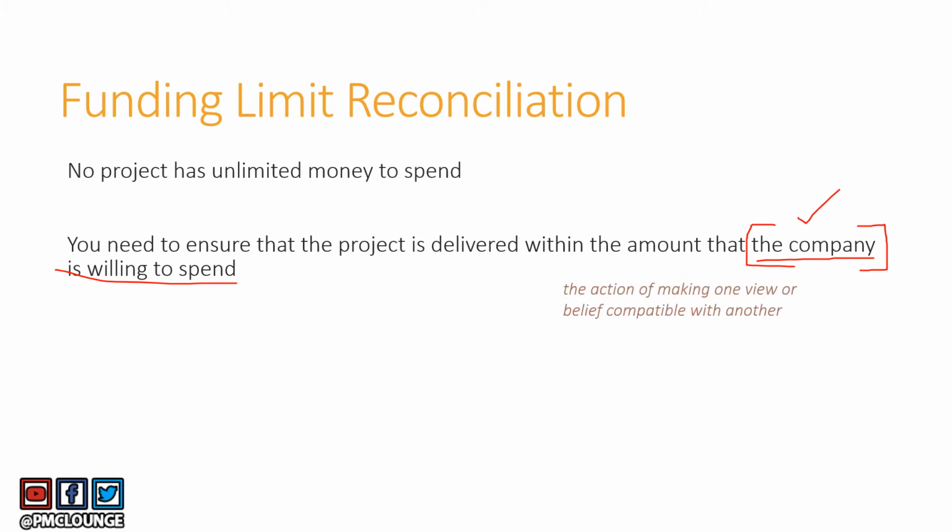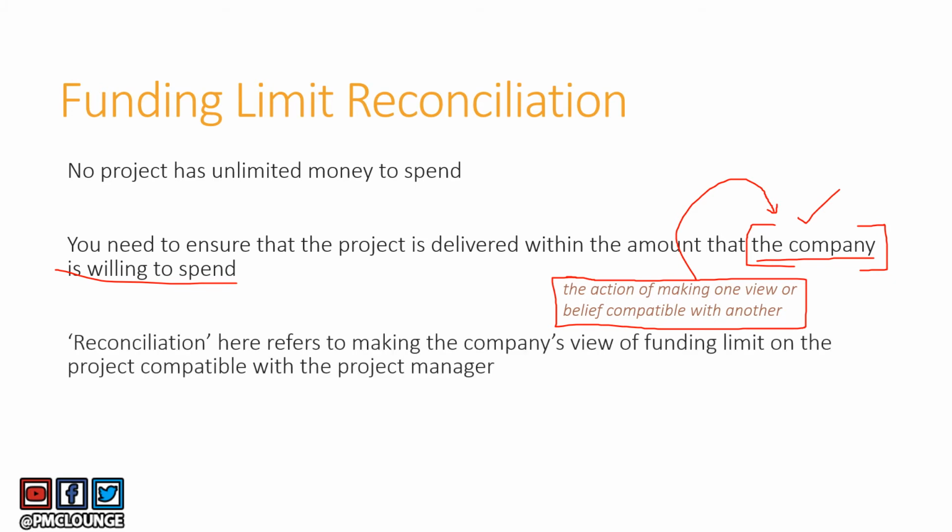So reconciliation, like I said, you need to remember this, the action of making one view or belief compatible with another. So one view or belief of the company, of the project sponsor, is the funding limit. And that is why reconciliation here refers to making the company's view or the sponsor's view of funding limit on the project compatible with the project manager. You as a project manager should agree to this view, should reconcile with this view of how much the company or the sponsor wants to spend on your project.